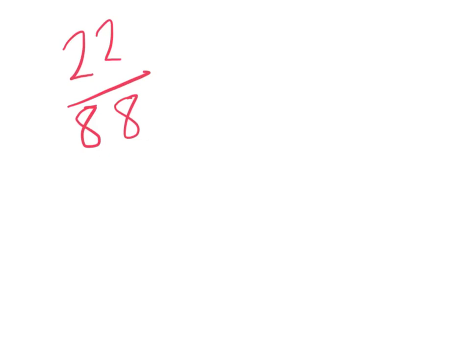Okay, here's a good one. 22 over 88. You have a go. See if you can work it out. This might involve a double simplification. It means you simplify it, then you simplify it again. Have a go.